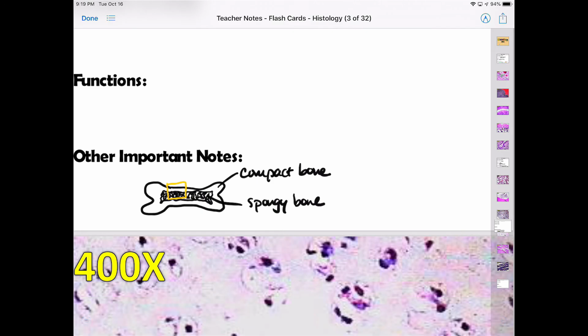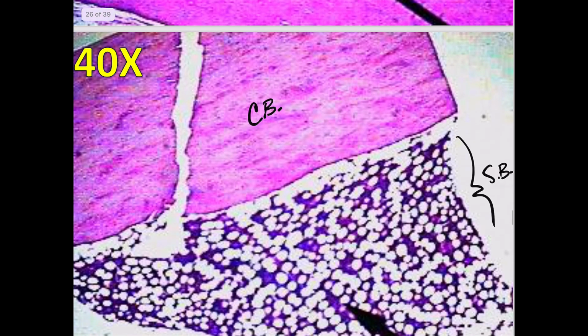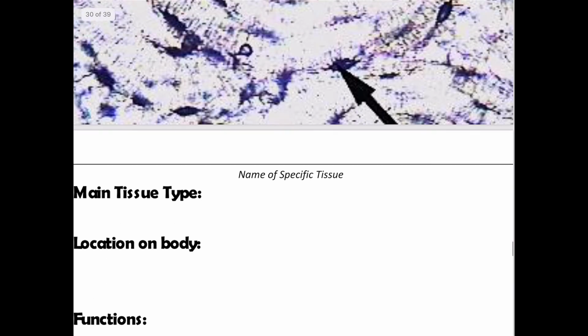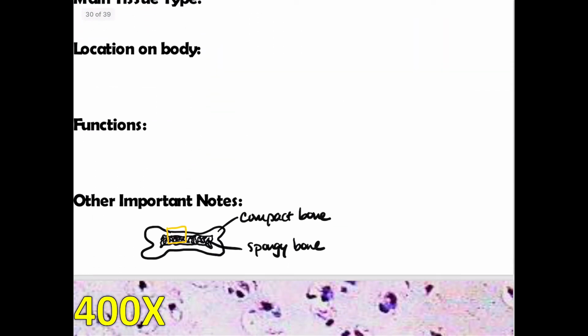You're also seeing bone tissue in this one right here, but what you're looking at is much more magnified. Notice it's 400 times magnification versus the other picture right here, which is only 40 times. So we're going 10 times bigger. And what we're zooming in on now is where the actual cells within bone tissue live. So we're actually zooming in on this compact bone right here.